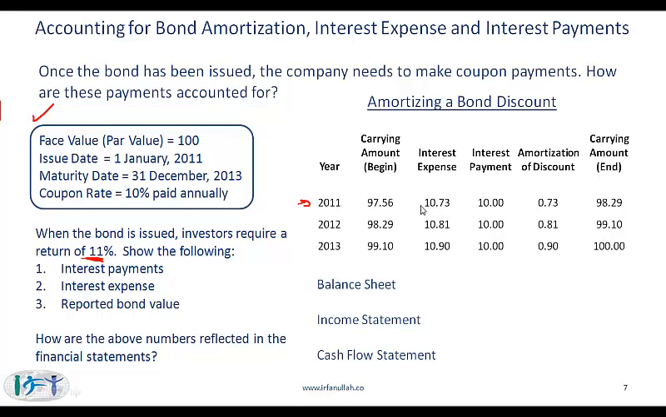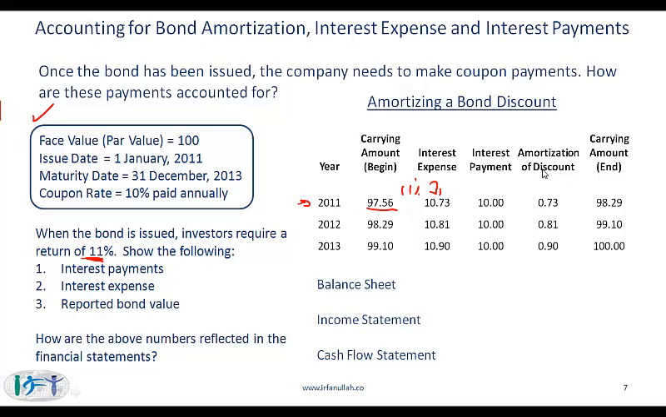The interest expense is always the interest rate times the liability at the start of the period. What is the bond liability at the start of the period? The bond liability at the start of the period is 97.56. You multiply this by 11% and you will get 10.73. So that is the interest expense during the year for the company. But how much money does the company actually pay? The company is paying 10.